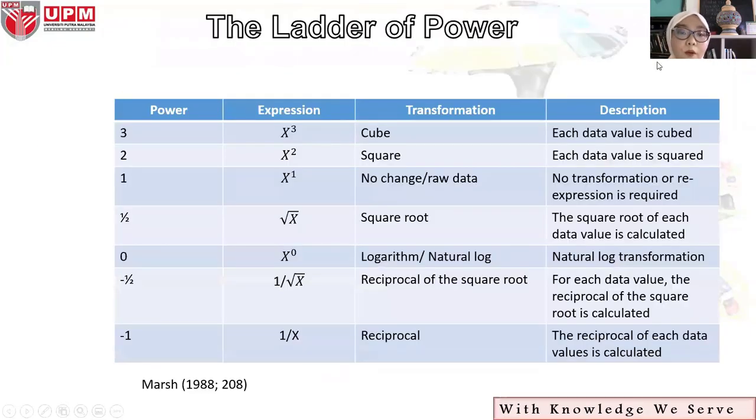So there are a few more in the ladder of power here. We have cube, square, no change of raw data, square root, log, reciprocal of the square root, and reciprocal. So you may consider this transformation power if your data are not normal or do not meet the assumption of equality of variance.